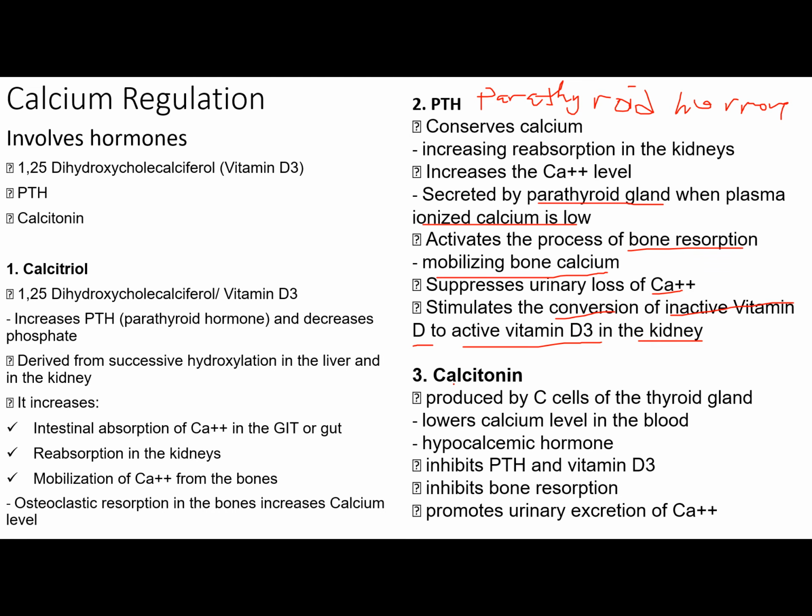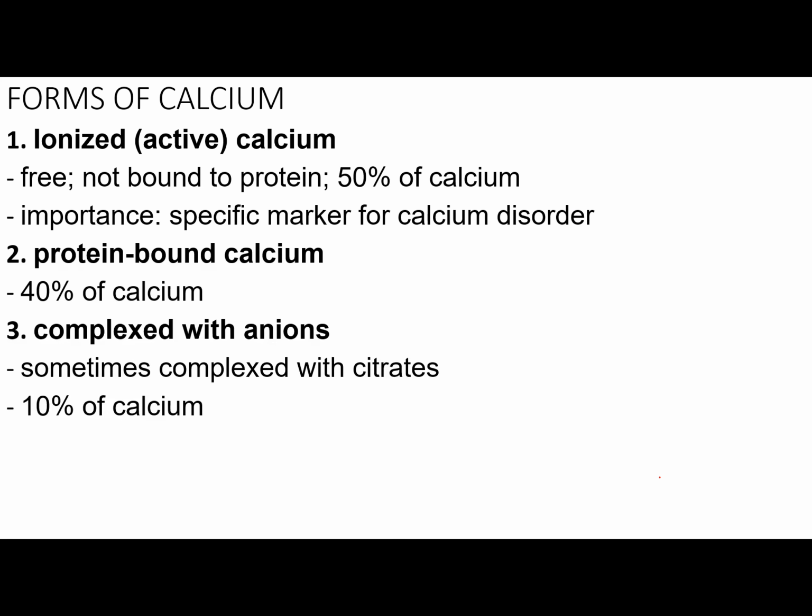And the last one is your calcitonin class. Calcitonin is produced by the C cells of the thyroid gland. Lower calcium level in the blood. Hypocalcemic hormone. Inhibits PTH and vitamin D3. Inhibits bone resorption, promotes urinary excretion of calcium.